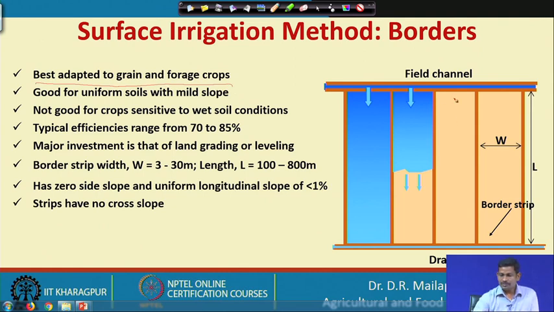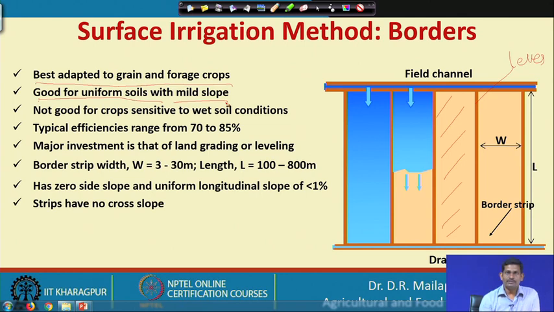The crop is grown in the strips, which are called the borders, and the ridges between them are called levees, L-E-V-E-E-S. The borders are concentrated in between the levees, and this is good for uniform soils with mild slope.